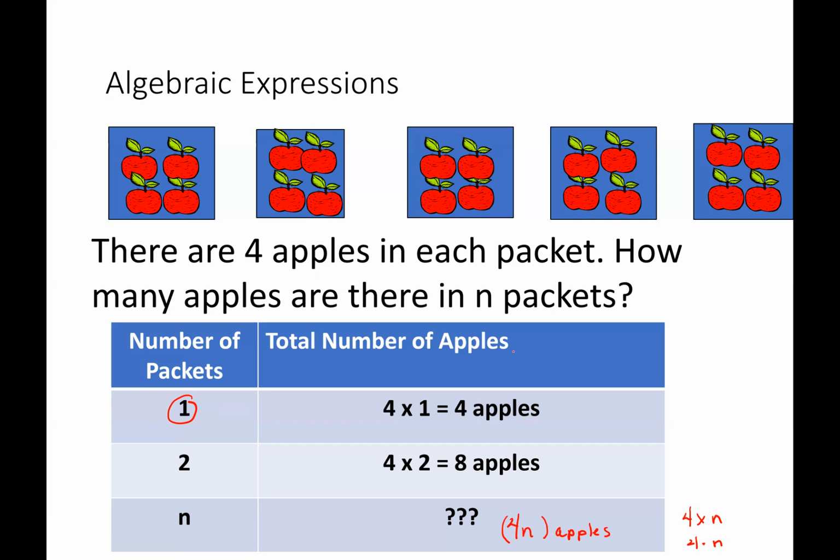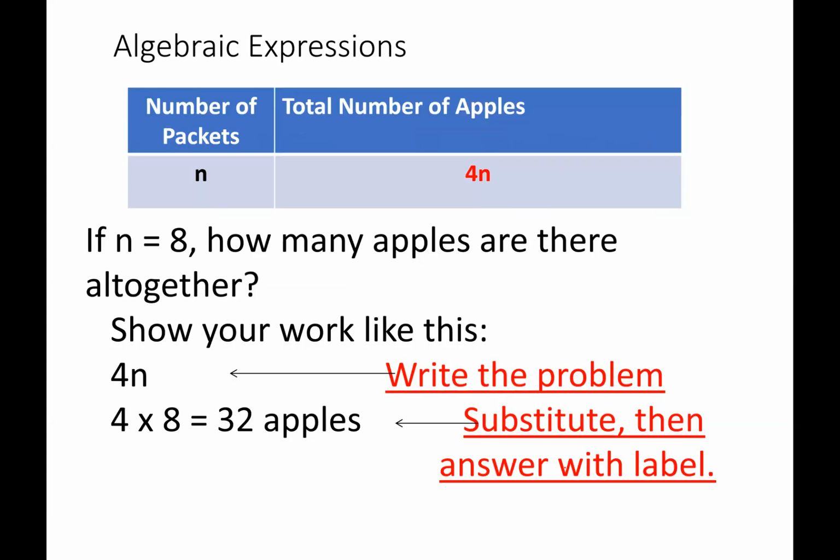Okay, let's go to the next slide here. All right, so this is our expression. 4n is the number of apples. So now let's actually solve a problem. If n were to equal 8, how many apples are there altogether? Here's how we would tell. On your notes, it says write the problem, substitute, and then answer with a label. So where it says write the problem, you're going to write 4n. That's our expression. Okay, so that first line.